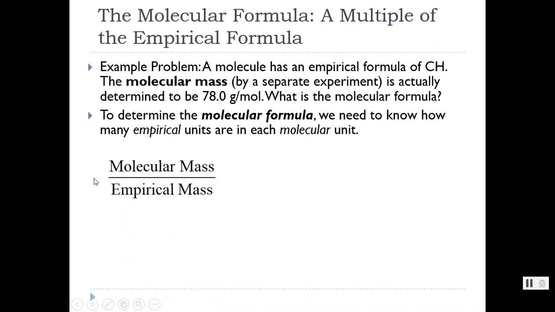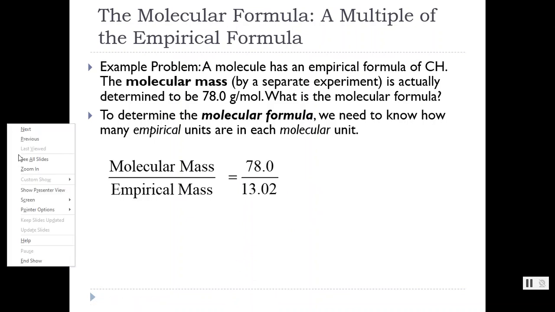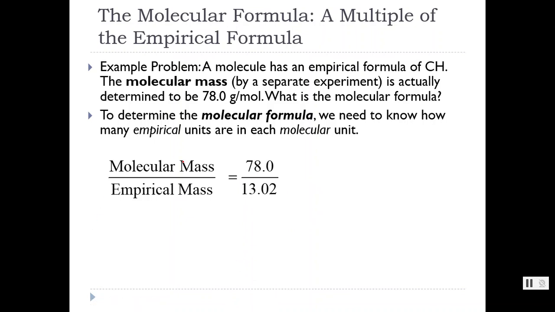We determine that by taking the molecular mass that will always be given to you in the problem. So in this case, it's 78.0 grams per mole. And then divide it by the empirical mass, which in this case is 13.02. So how did I get 13.02 for my empirical mass? I look at my empirical formula and I find the mass of my empirical formula using the periodic table. Carbon is 12.01, hydrogen is 1.01, added together gives you 13.02. So that is my empirical mass.